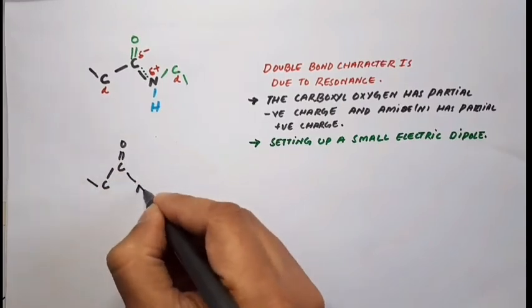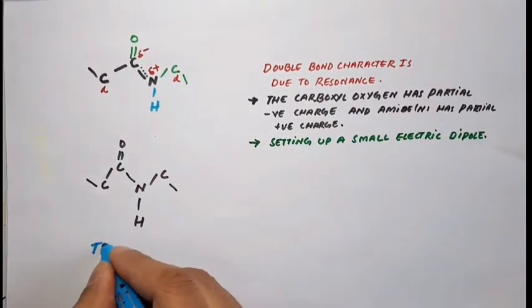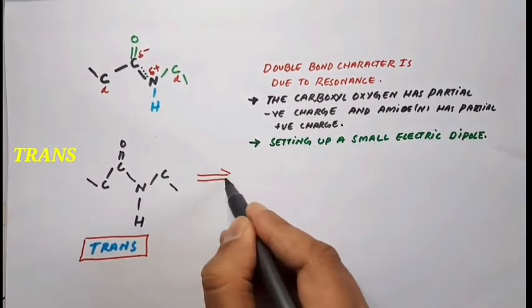Virtually all peptide bonds in proteins occur in trans configuration.